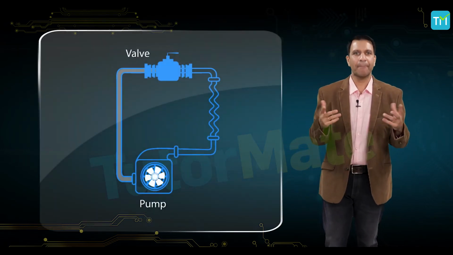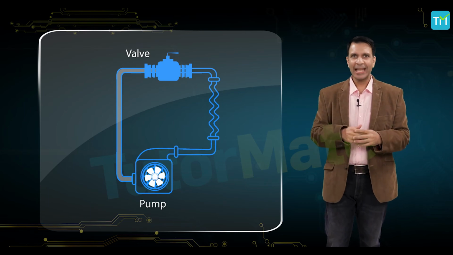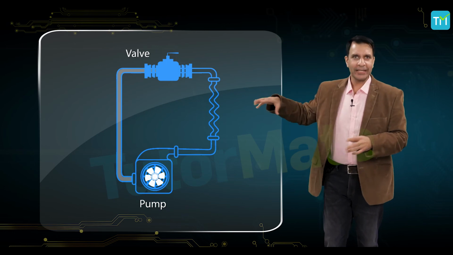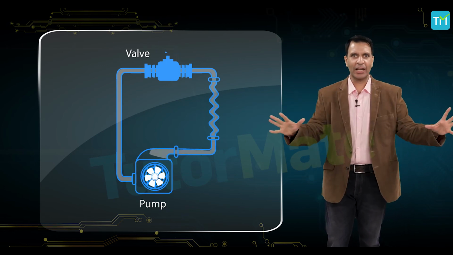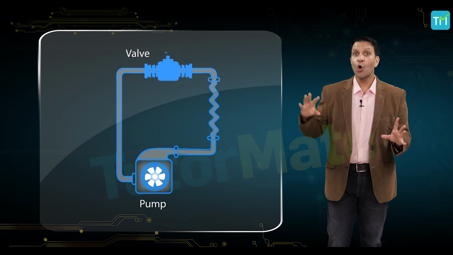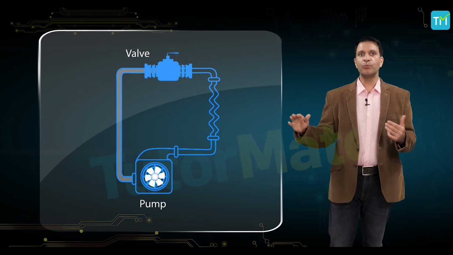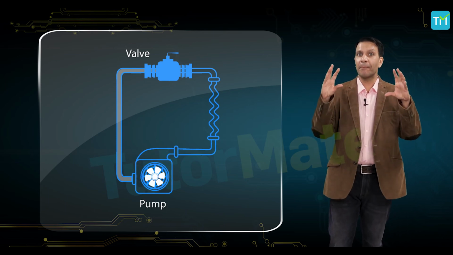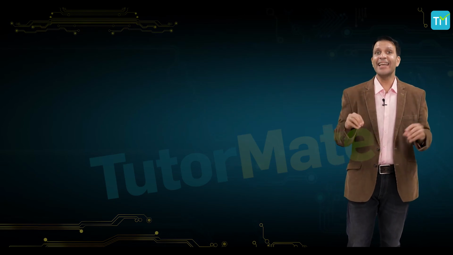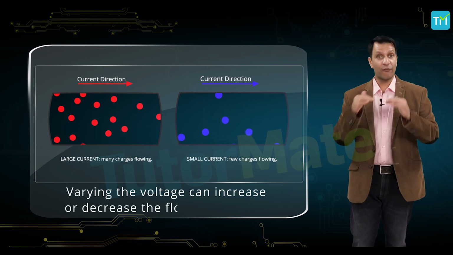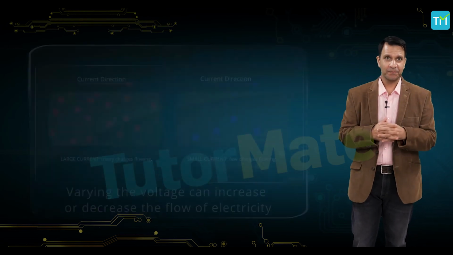Suppose we have a tap connected to the tank, and you can attach the tube to this tap. Now, if you fully open the tap, the water will come gushing out at full speed. But as you close the tap, the amount of water flowing through the tube will also decrease. The stream will become thinner. Yeah? Similarly, varying the voltage can increase or decrease the flow of electricity. Let's now look at electric current in a little more detail. Let's start with the definition.